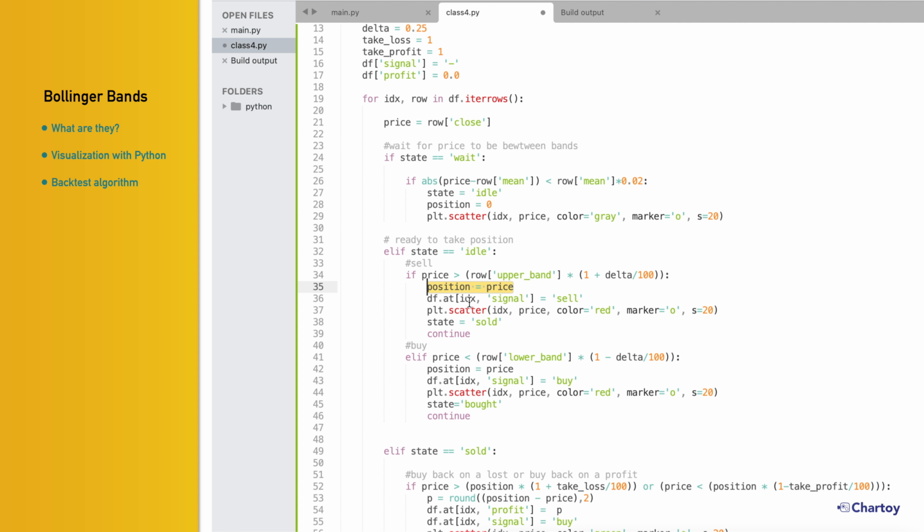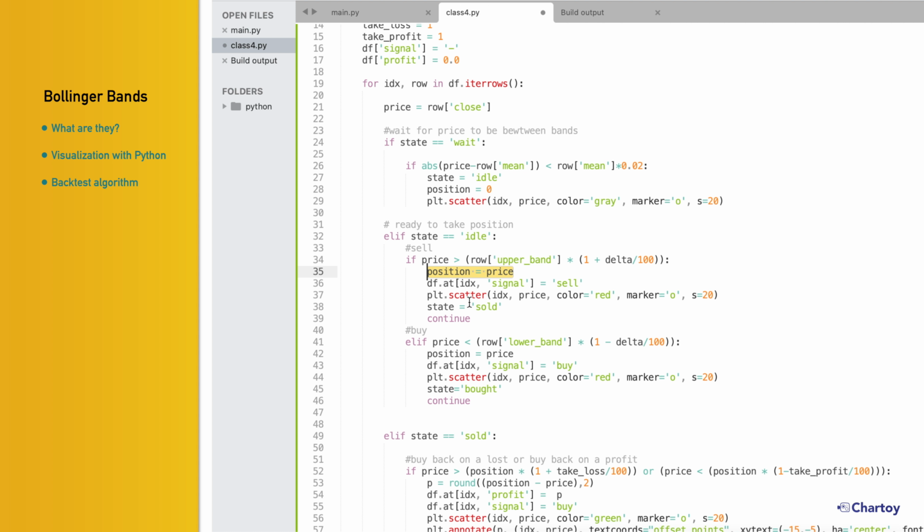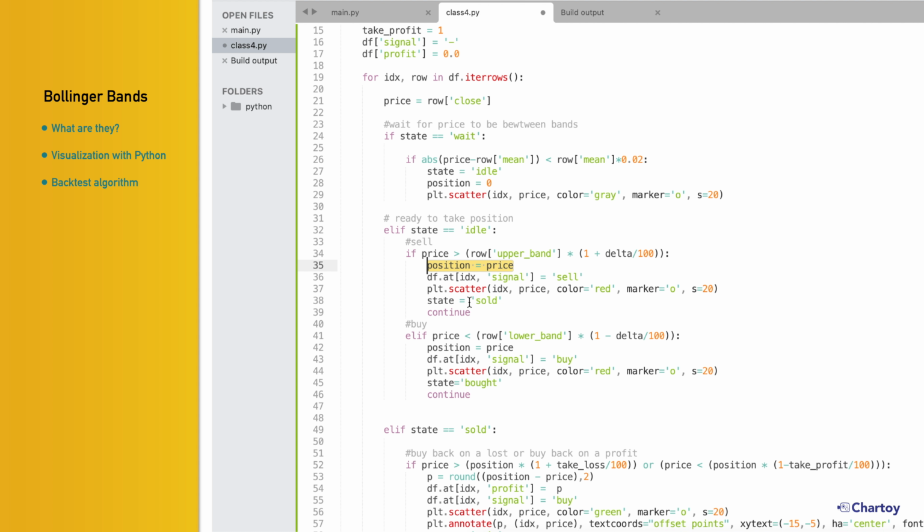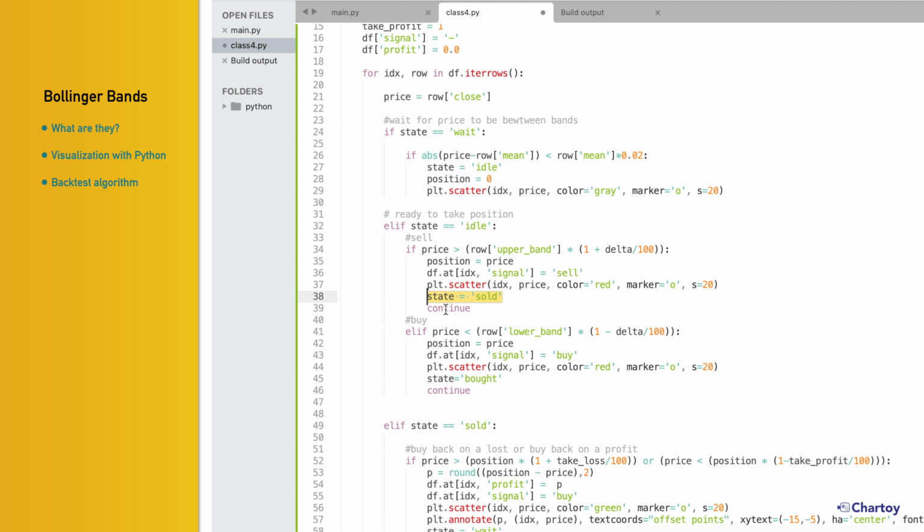If it happened, we take a position. The position equals the price, right? That's the price we pay to sell. Sorry, that's the price we get because we sold the stock, and we mark it as sell, right? The signal will be marked as sell. And then we will put this on our curve. We will see later what it means, and change the state to sold. Continue means go to the next iteration.